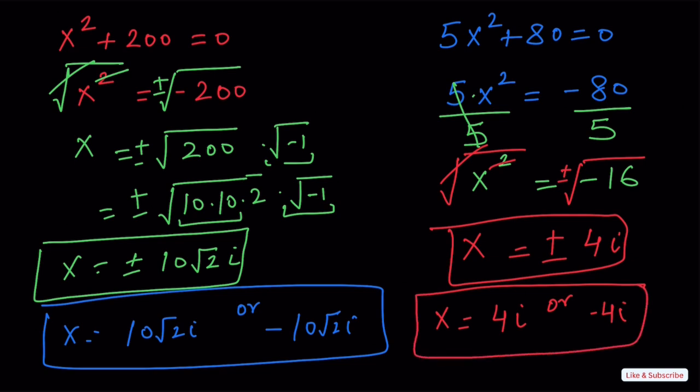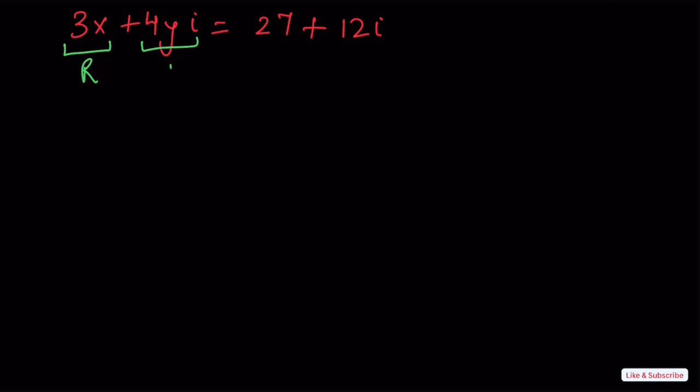Now what if we are given two complex numbers which are equal? Just for an example, let's say we are given 3x plus 4yi is equal to 27 plus 12i. First of all, identify the real and imaginary part. So this is the real part on the left hand side. This is the imaginary part because it contains i. This is the real part, and this is the imaginary part.